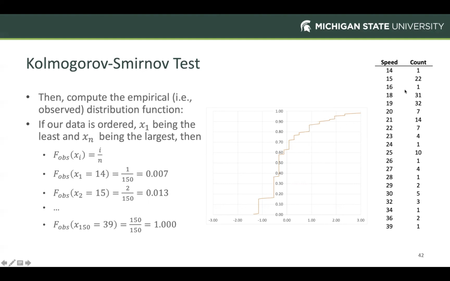In our case, the first observation, the speed of 14 miles per hour, would correspond to 0.007 as the proportion or probability within that larger sample. The second observation, and we'd have 22 of these value 15s, as you can tell from this very large vertical line here, would correspond to 0.013, and we would increase that for each of these 22 observations. So you see that's consistently increasing.